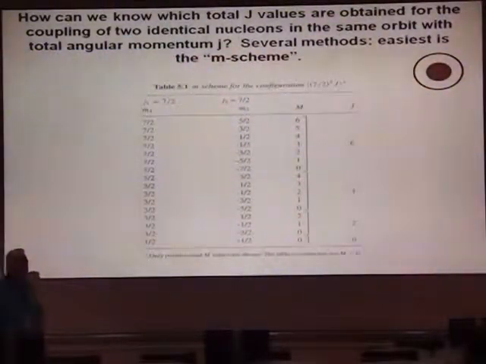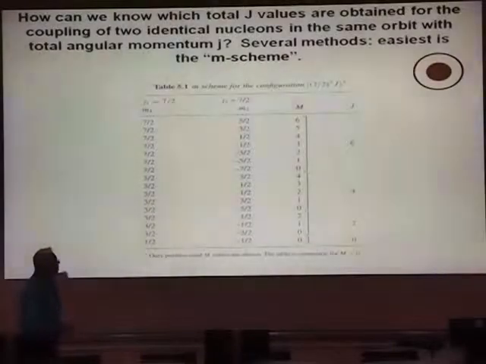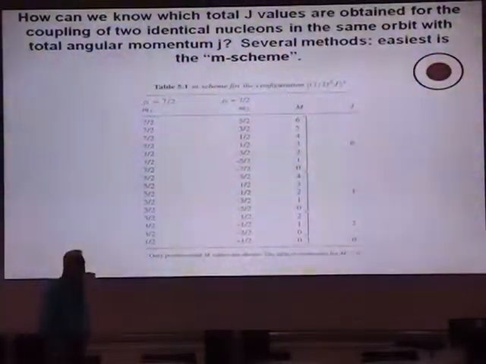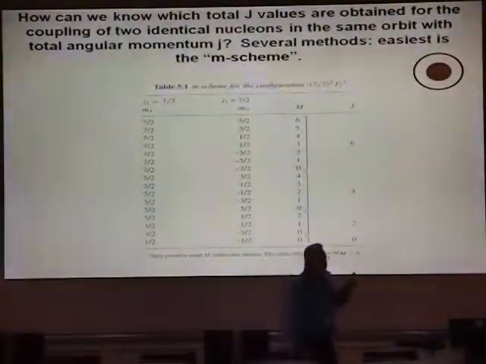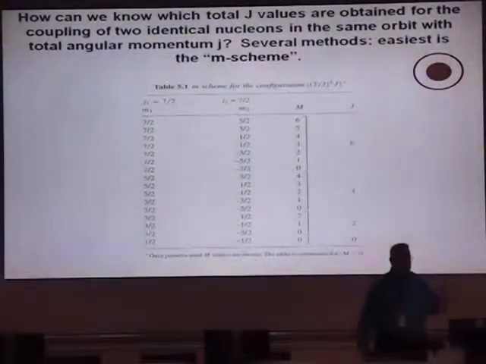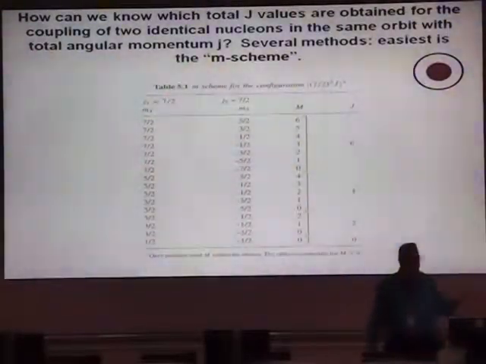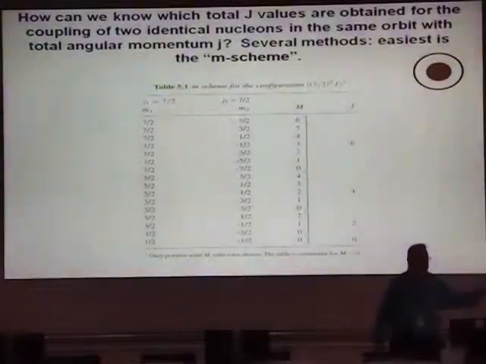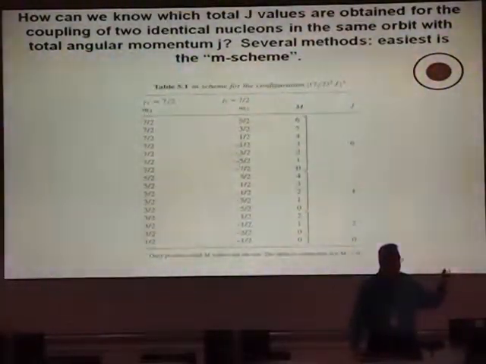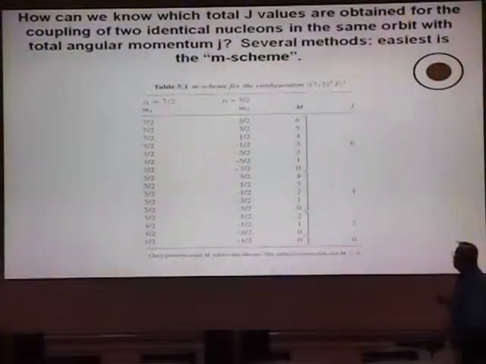Now, how do you know what J values? That's easy. You look for the largest M. The largest M is 6. So what does that tell you? That tells you you must have a J value of at least 6, because a J value of 5 or 4 doesn't have a magnetic substate of 6. And you can't have a J value larger than 6. You can't have 7, because it would need a magnetic substate of 7. So the fact that the largest magnetic substate is 6 tells you there must be a J equals 6.